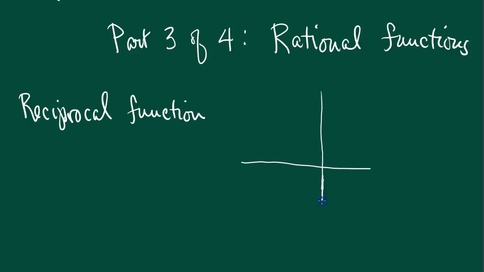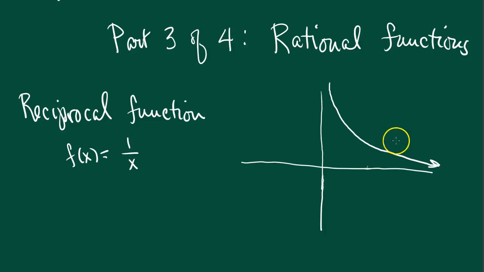Let's see, I'm going to need some more of that. The equation is f of x is equal to 1 over x. So, the shape is this lovely thing with rotational symmetry.